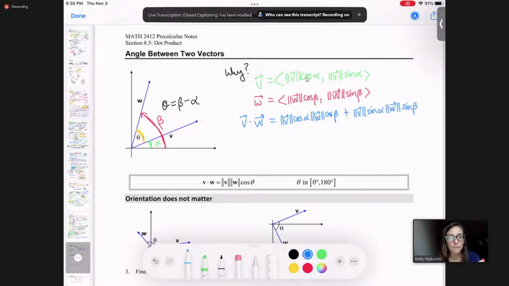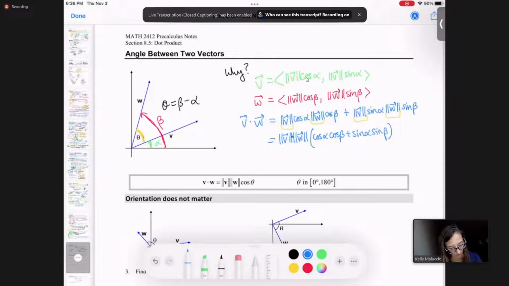And what's happening here is we can factor out. Notice each of these has the magnitude of v and magnitude of w. So we can factor those out, right? So this is equal to the magnitude of v times the magnitude of w. And remember, these are scalars. These are just numbers. So it's a number times a number. It's just a number. And then times what's left over: cosine alpha, cosine beta, plus sine alpha, sine beta.